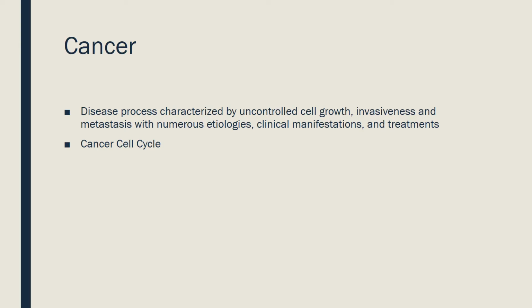Okay, so again, let's talk a little bit about cancer. It is an uncontrolled cell growth, and it's invasive and metastasized with numerous etiologies, numerous clinical manifestations, and treatment as well. And so we've got the cancer cell cycle, but you need to think about cells in general. So all cells have a cell cycle in which they divide and replicate. All cells do, including cancer cells.